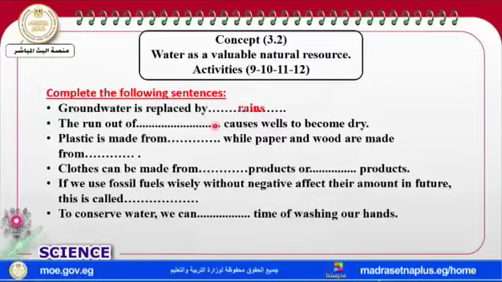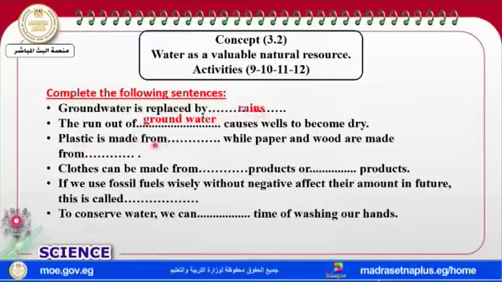The next one, run out of. Run out of means that there is no... okay, what? Cause the wells to be dry. If what runs out, the wells will be dry? If the groundwater runs out, the wells will be dry. So groundwater runs out, wells will be dry. Groundwater is replaced by rains.